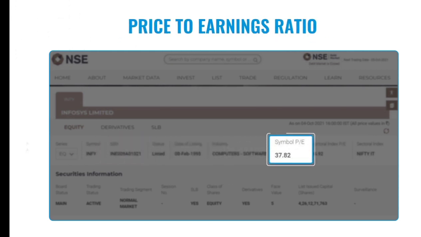Price to earnings ratio. The PE ratio is the ratio of a company's share price to the company's earnings per share. Investors use it to derive the value of a company. It is calculated by dividing the market price of a share by the earnings per share.